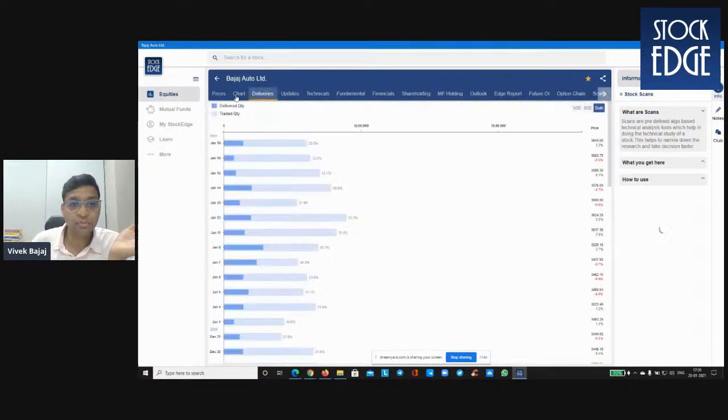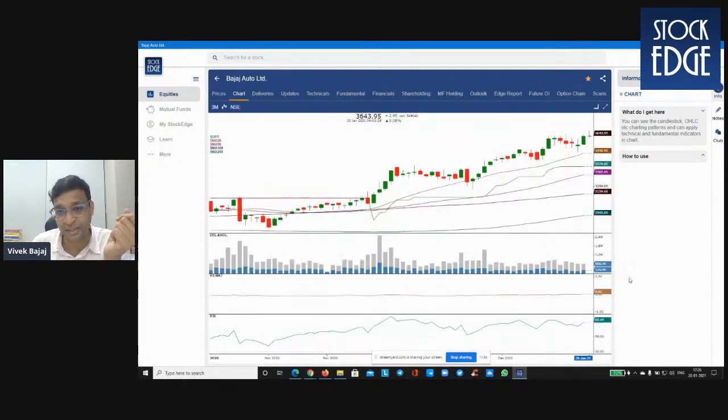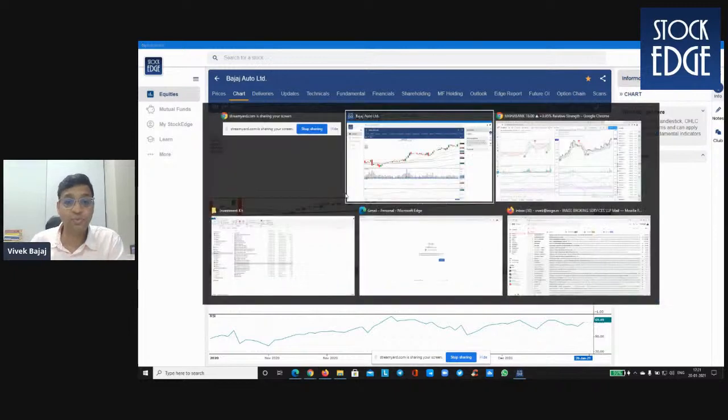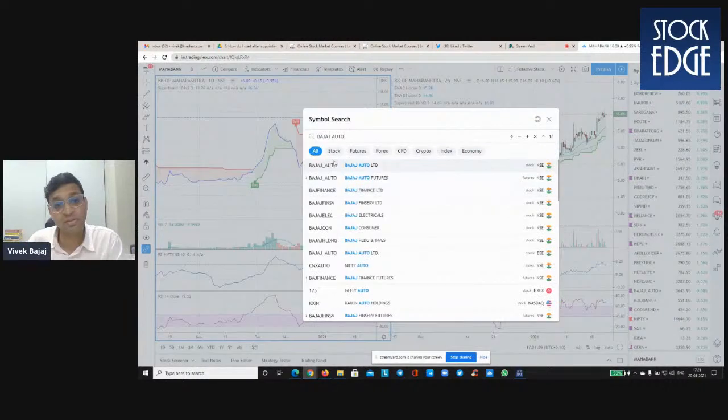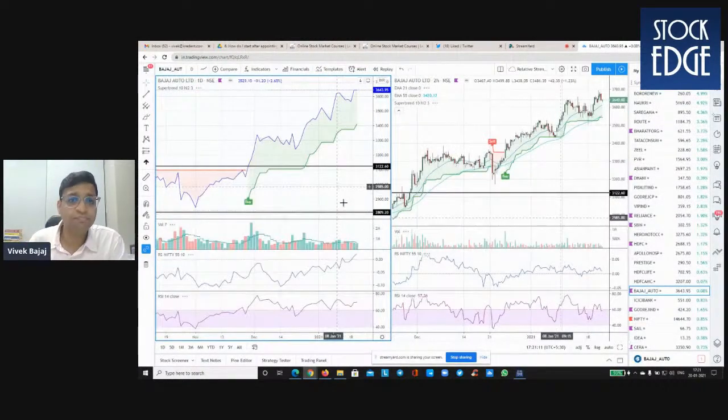Okay, so you go to Bajaj Auto and see what's happening there. RS is positive. Yes, supertrend is positive, moving average is positive. So Bajaj Auto is one stock which you should look at. Now let's see which one is better, long or short swing. Bajaj Auto is one of the stocks I look at very closely.